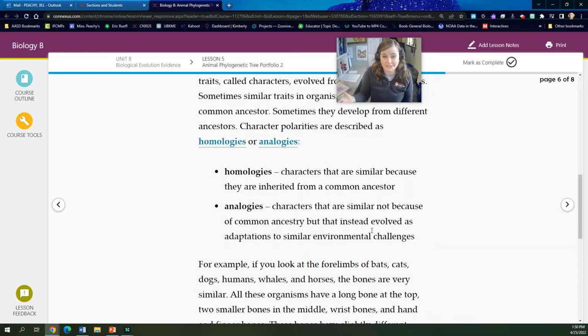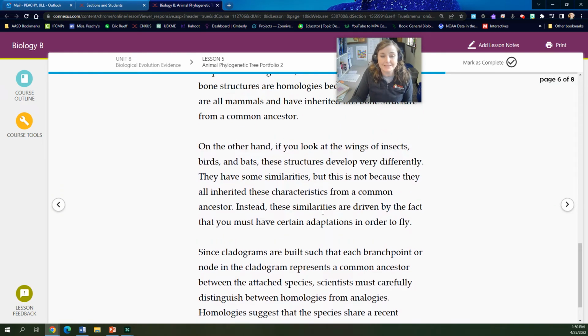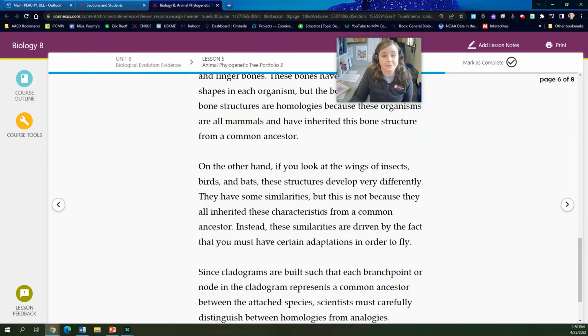Analogous means that the function is the same even when the structure is not the same, right? So when you look at the wings of a bat versus the wings of a bird versus the wings of an insect, they're very, very different structurally. They're not built the same at all. There's no similar bone structure, nothing like that, but they're all used for flying. So they have the same purpose, the same function.